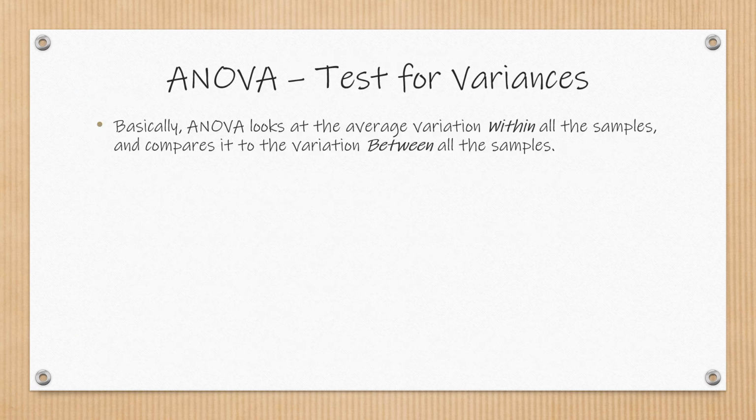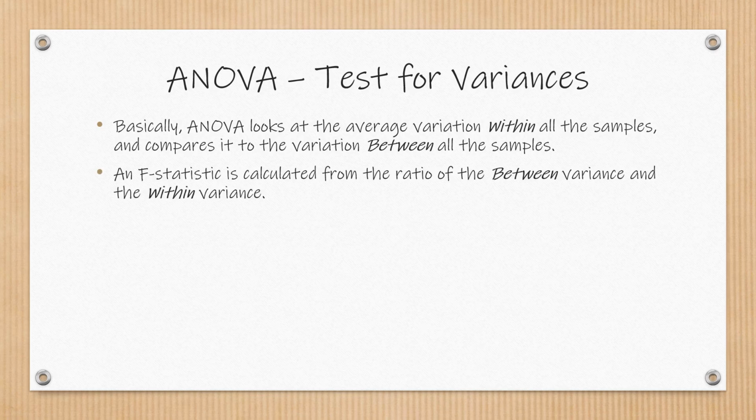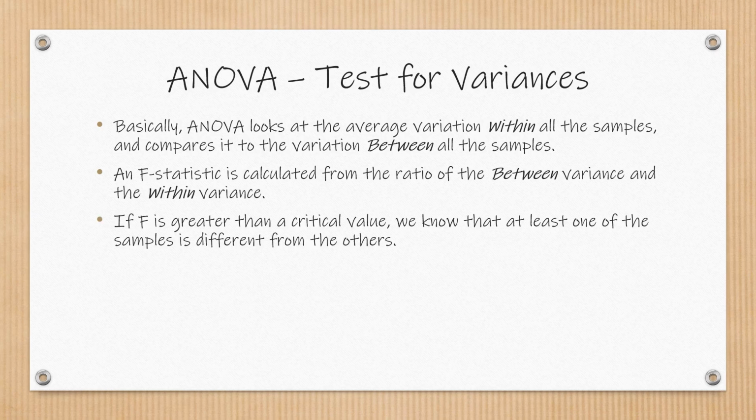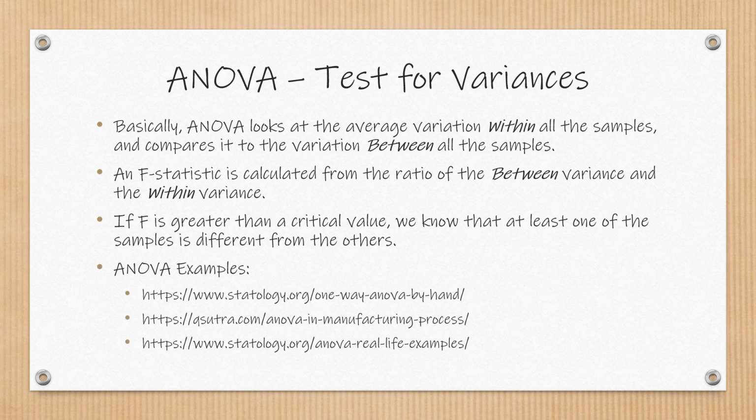Basically, ANOVA looks at the average variation within all the samples and compares it to the variation between all of the samples. An F statistic is calculated from the ratio of the between variance and the within variance. If F is greater than a critical value, then we know that at least one of the samples is different from the others. Some examples of ANOVA are covered here, and this was also discussed in the pooled mean statistics in the previous module.